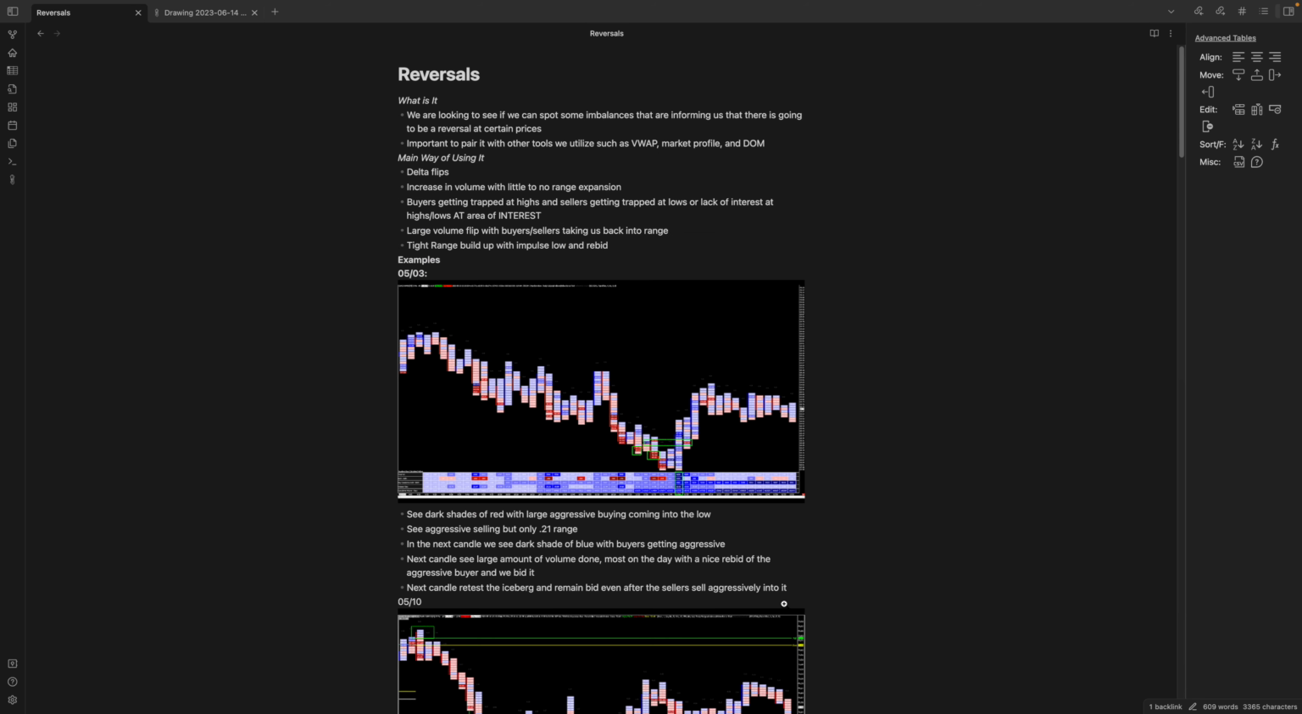So these were some of the principles and some of the examples of the footprint, some of the things I look for on it to spot reversals. I'll be gathering more examples and sharing them throughout the month.